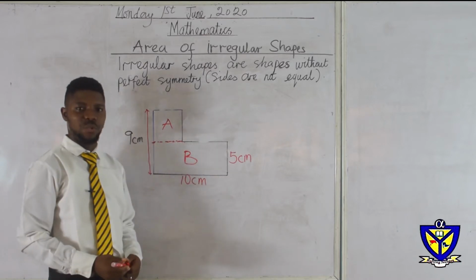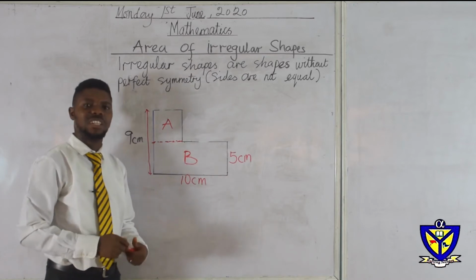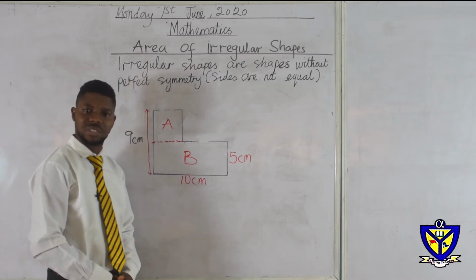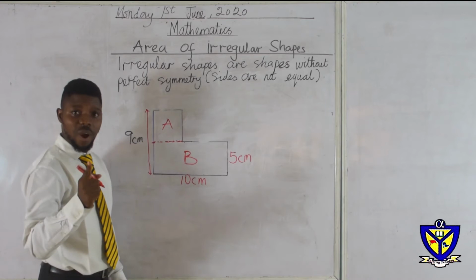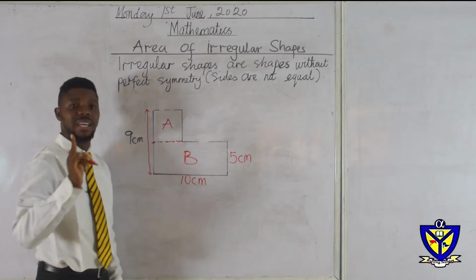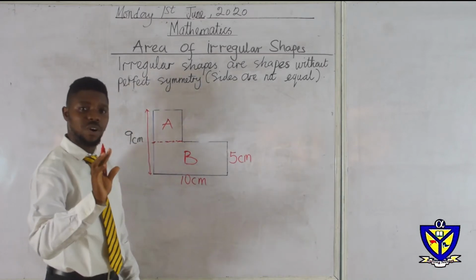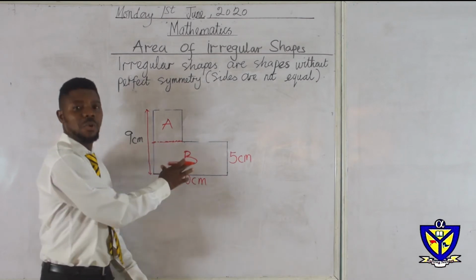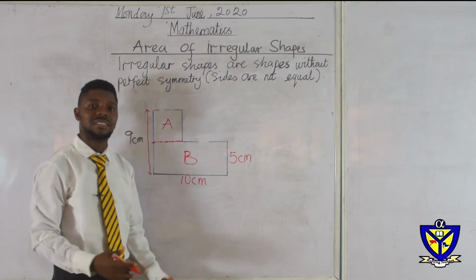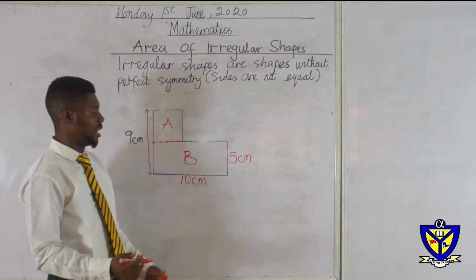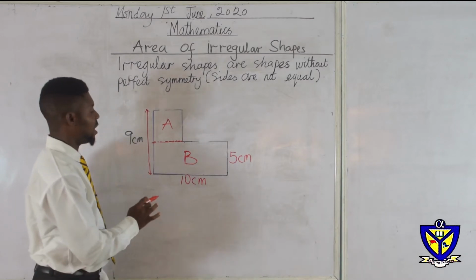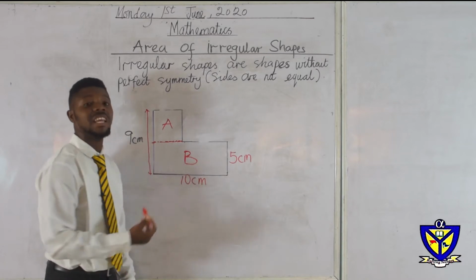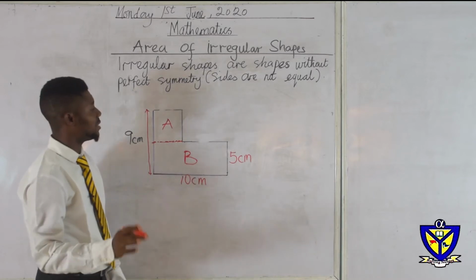Now you can tell me, what does that shape A look like? It's a square, like I told you. And we said a square has four equal sides. Now, the shape B, you can tell me, what shape do I have for shape B? It's a rectangle. Don't forget, a rectangle has two sides equal.